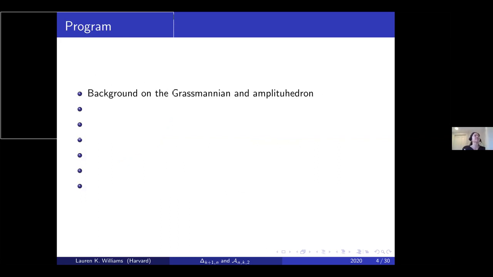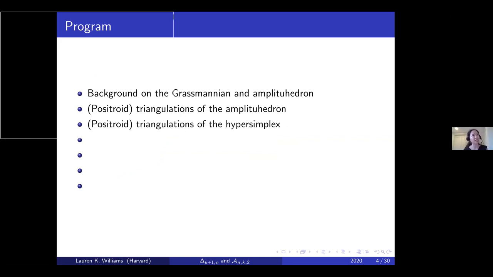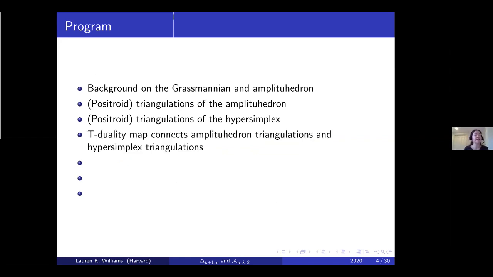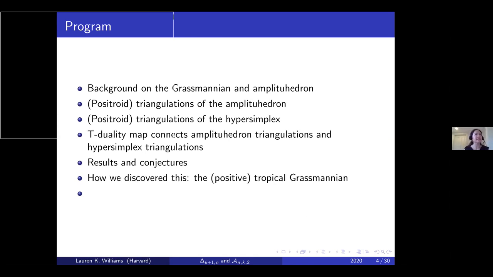Okay, so I'll start by giving a bit of background on the Grassmannian and amplituhedron, and then I'll tell you about positroid triangulations of the amplituhedron, and then I will switch gears and talk about positroid triangulations of the hypersimplex, and then I will explain how this T-duality map connects amplituhedron triangulations to hypersimplex triangulations. I'll give some results and conjectures, and then explain a little bit about how we discovered this coincidence.